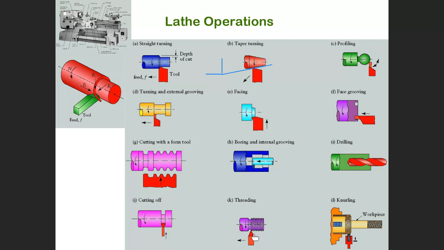This is the threading. For threading here, we have a special tool. This is a special tool with around 55 degrees or 60 degrees, depending on the standard. This tool will create the profile here initially and then travel in the axial direction to create the profile of the thread from beginning to end. We call it threading.